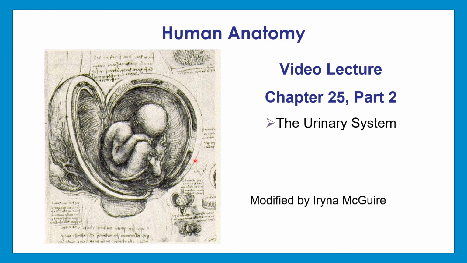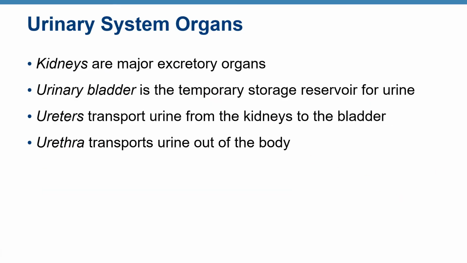Hello everybody, in this video lecture we continue covering the urinary system. This is chapter 25, part 2. As we already mentioned, here we have organs of the urinary system. Kidneys are the major excretory organs. Then urinary bladder, that is a temporary storage reservoir for urine. Ureters, right and left, transport urine from the kidneys to the bladder, and urethra transports urine out of the body.